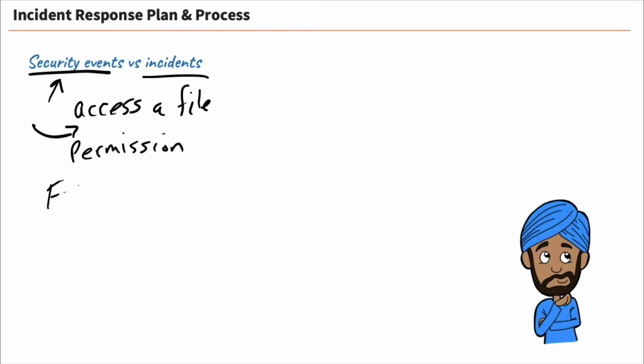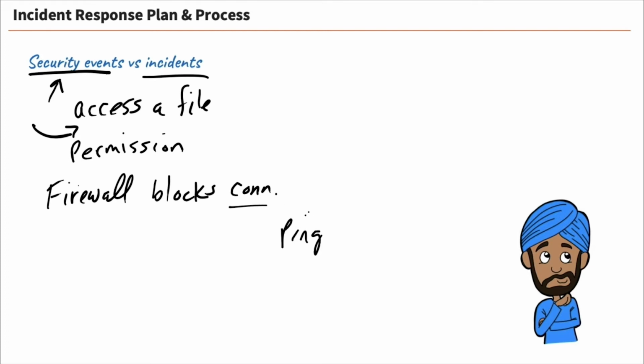Another example is a firewall blocking something. Well, that happens all the time, and that's not necessarily a bad thing either. So that's a firewall blocks a connection. So it could be like a ping that gets blocked by the firewall. Not something malicious, but it's something that happens. It's security related, so it's a security event.